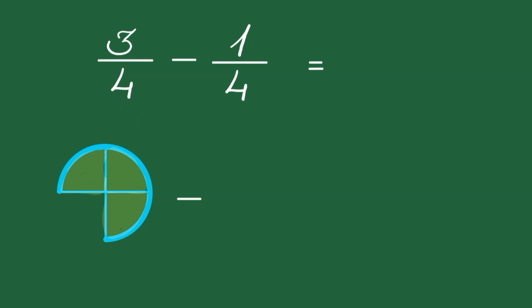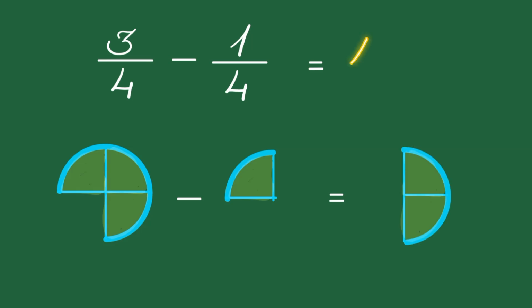Let's solve 3/4 minus 1/4. It is clear that if we remove the second image from the first, we obtain half a circle. So the answer is 1/2.